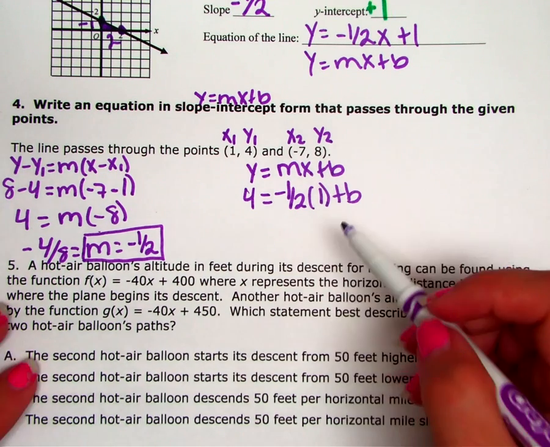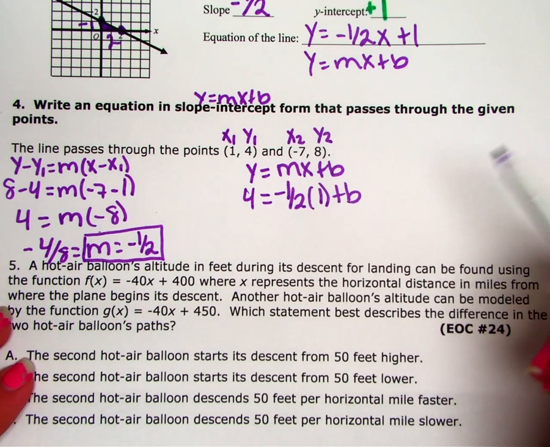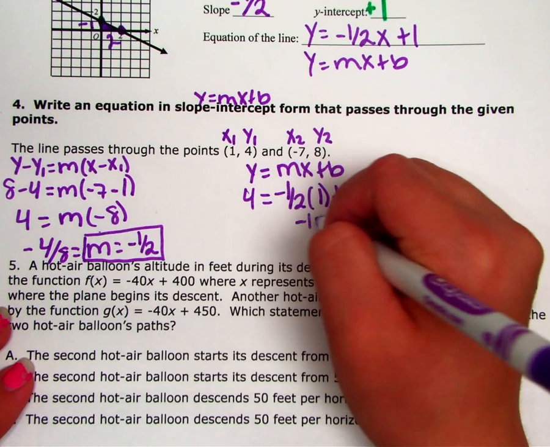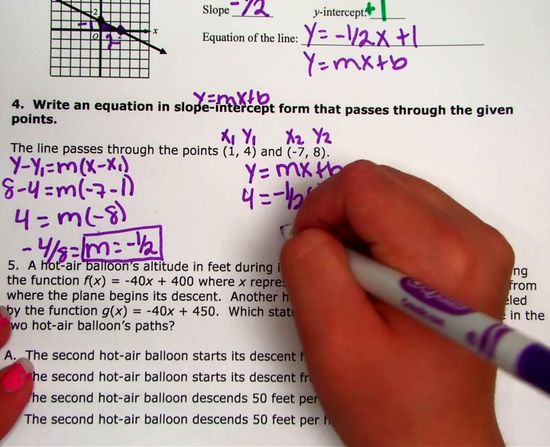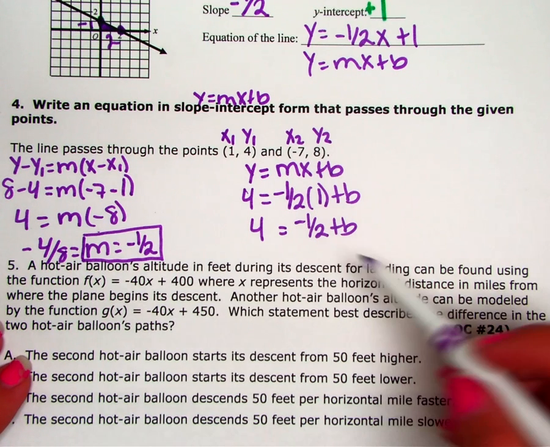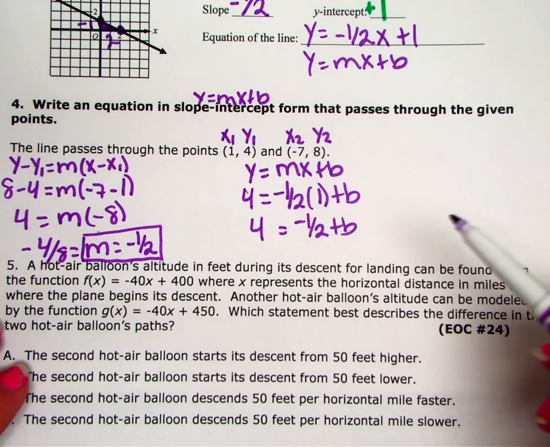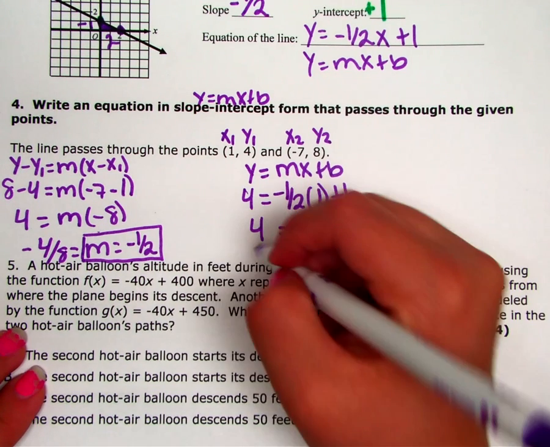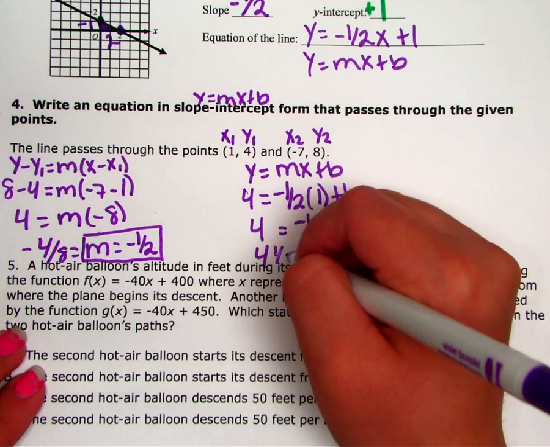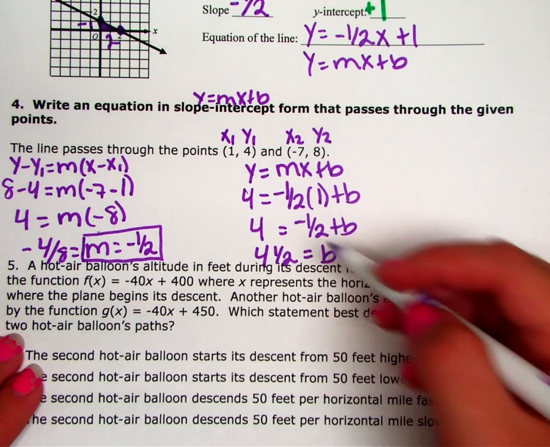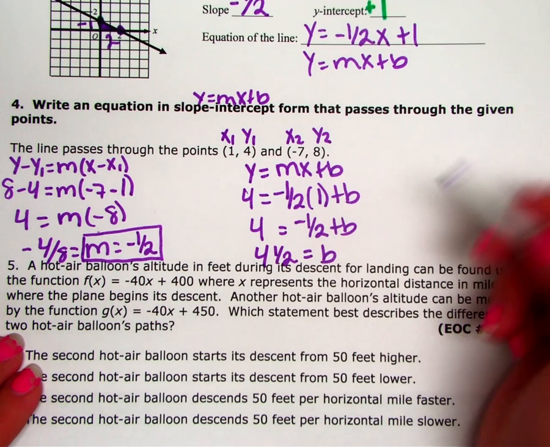Well, let's start reducing and simplifying everything. So negative 1/2 times 1, well, that's just negative 1/2. The 4 comes down. I'm going to add the 1/2 to both sides. And when I do that, I will get 4.5. So all I did was add it to each other.